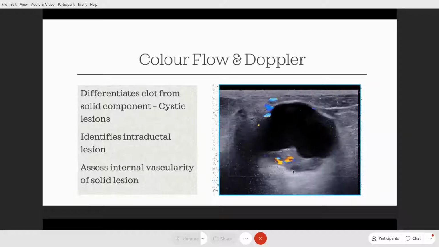When you switch on the color, you see the vascularity within this area, which helps us differentiate that this is a complex solid cystic mass and not a complicated cyst. Also, it helps to identify an intraductal lesion and differentiate it from debris, which is another close differential that we will not be able to appreciate on just a B mode image.